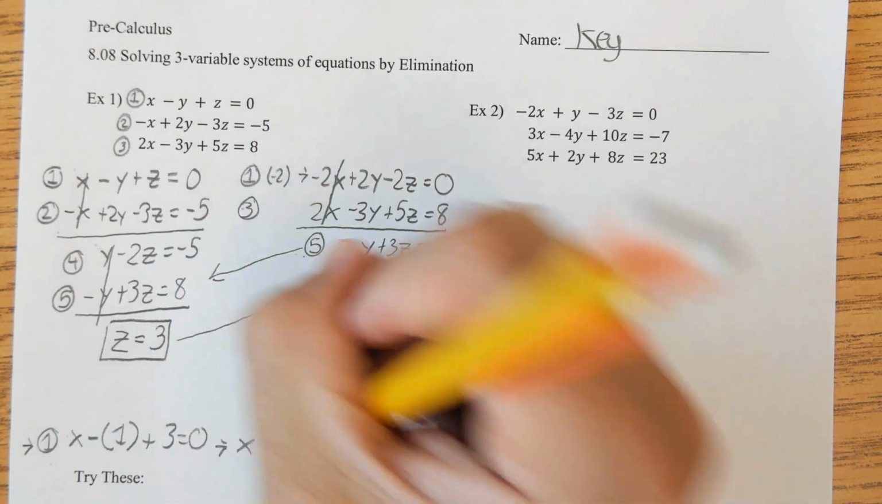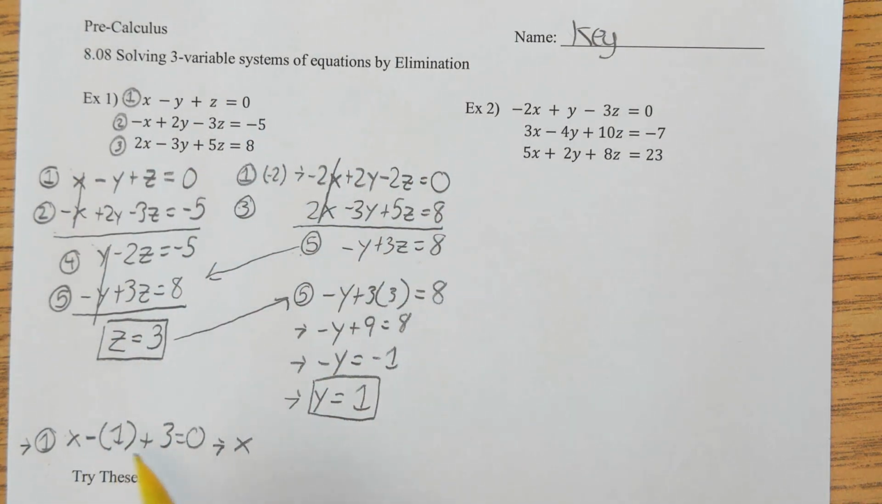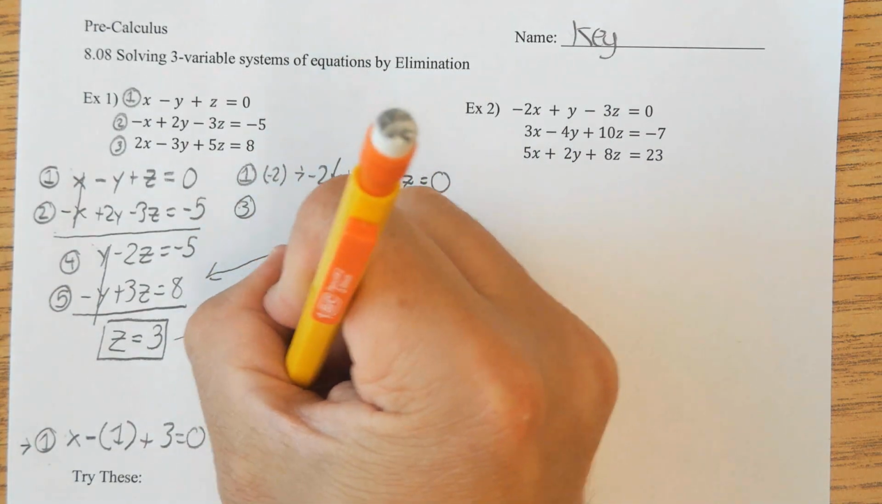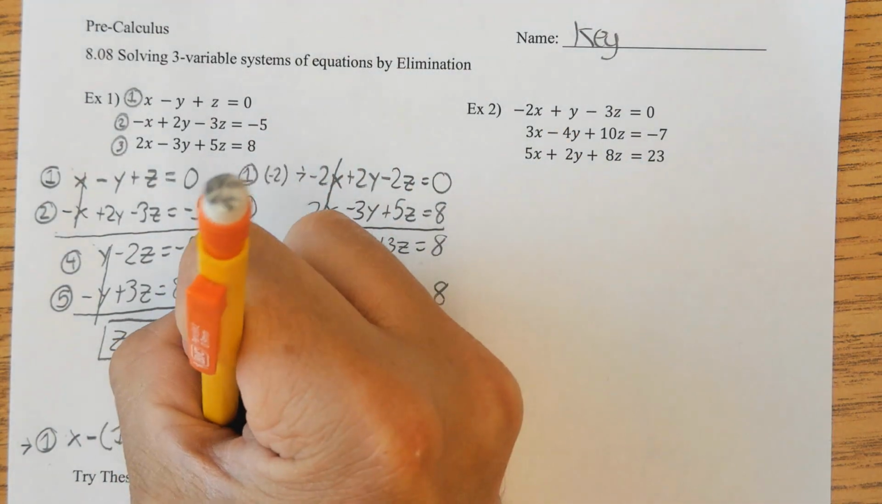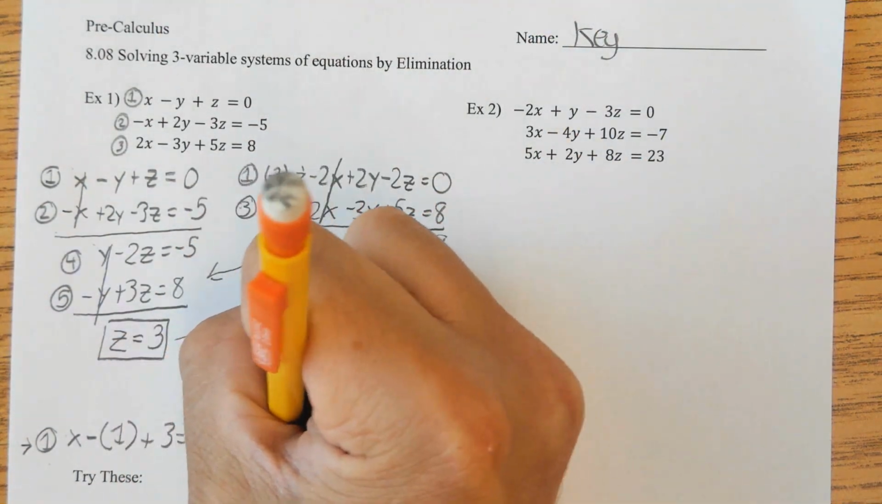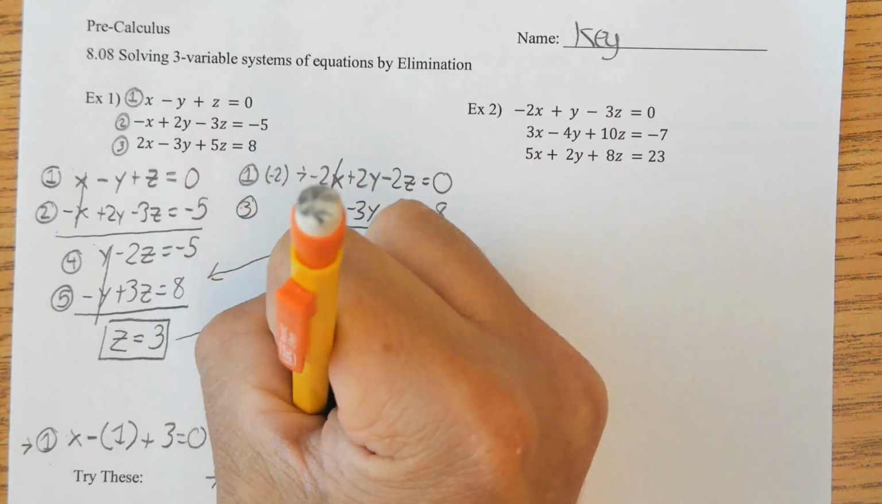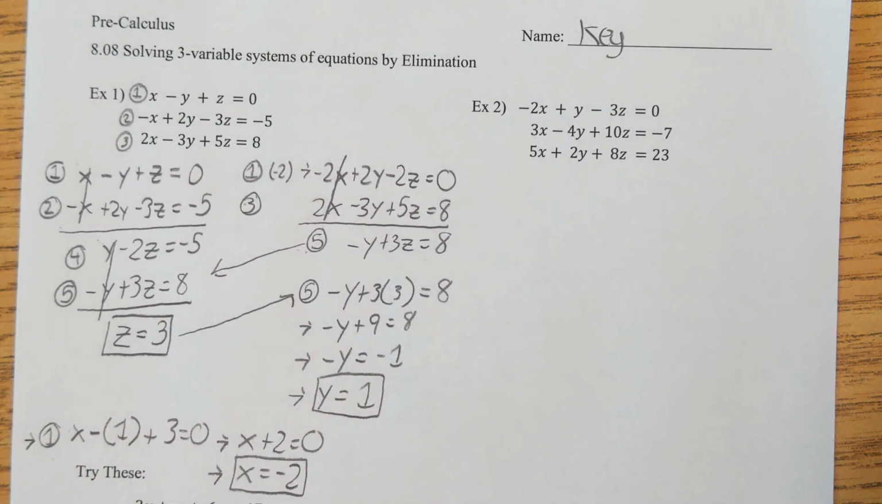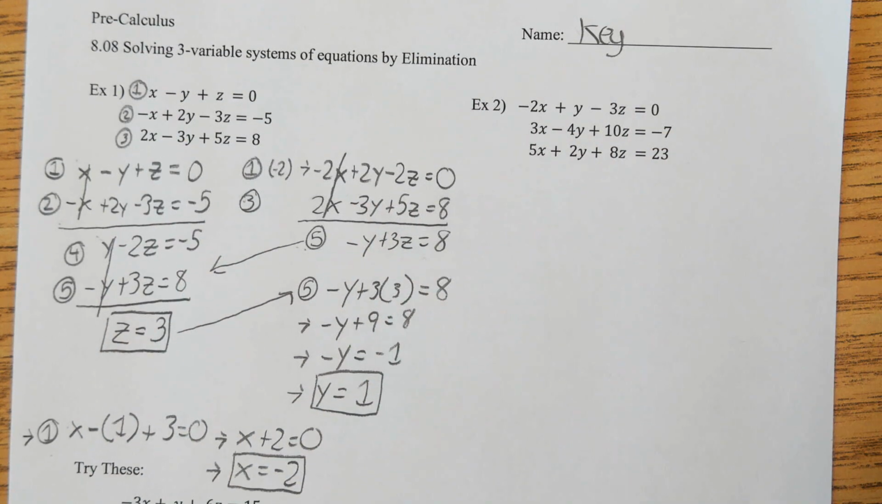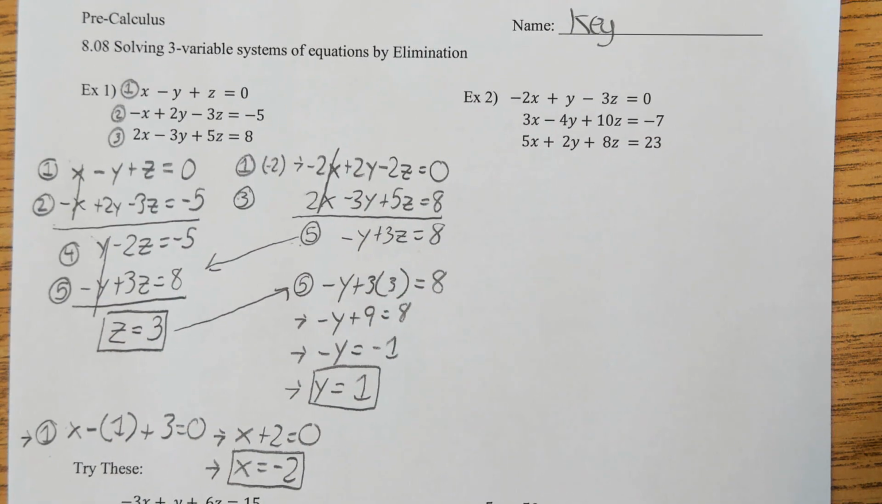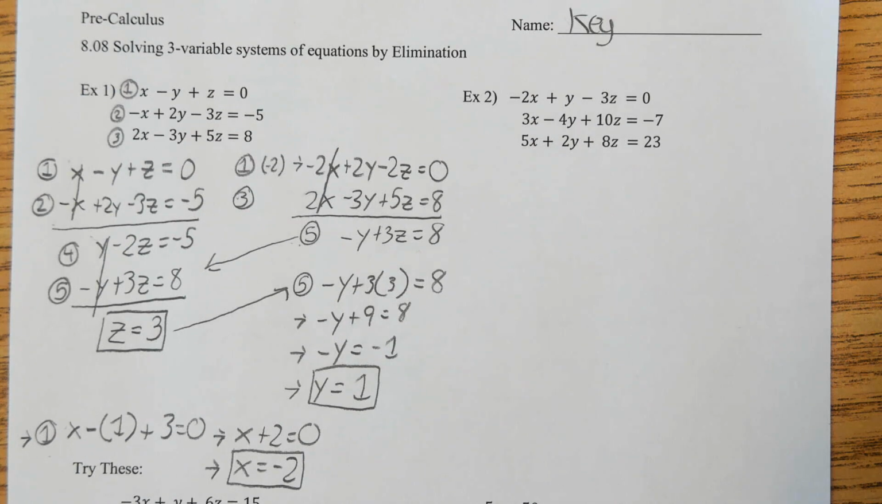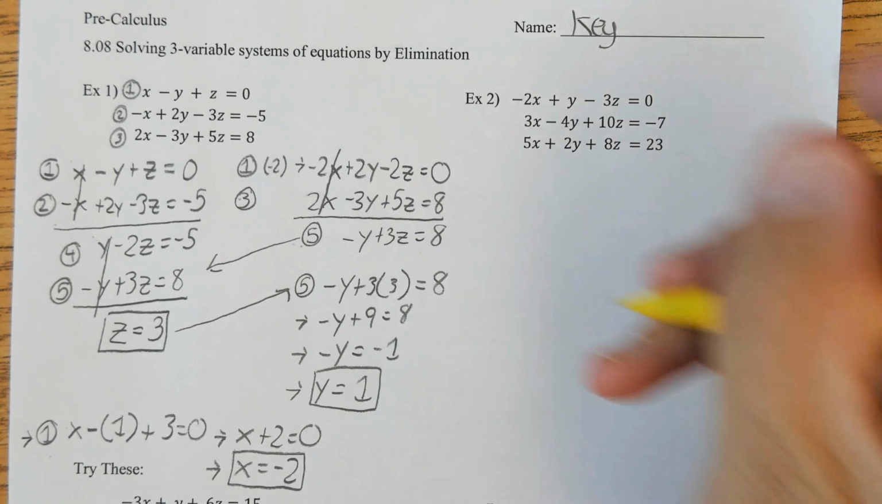That's then going to give you now x. Negative 1 plus 3, that's a positive 2. So x plus 2 equals 0. And so you find out then that x equals a negative 2. And there you go. So that was a lot there. Okay, but we were able to solve for a 3 by 3 system using elimination.